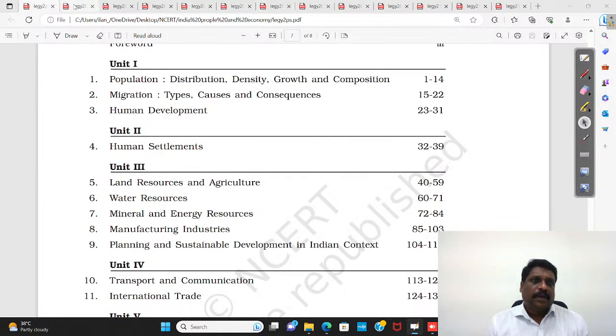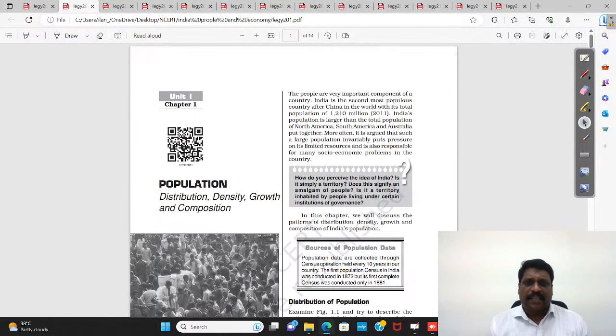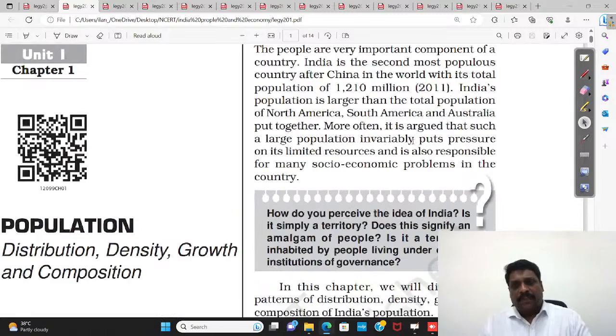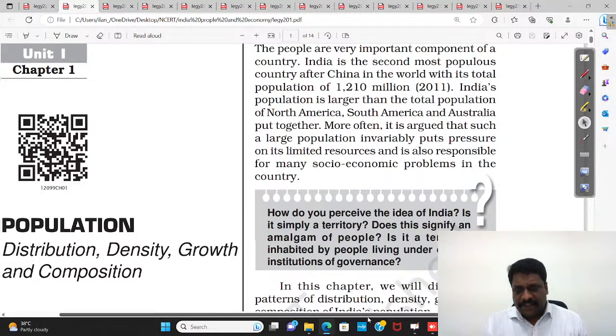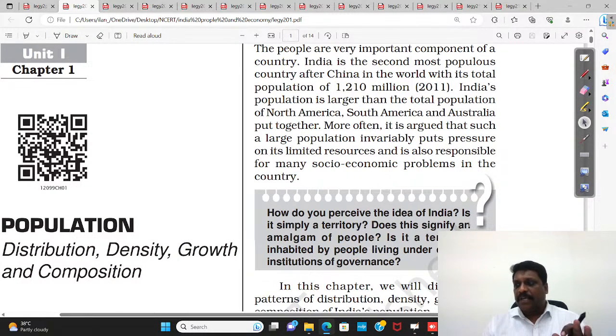Now, taking the case of population. See, data is what we have. If you ask me to give the official data, whatever we have is according to the 2011 census. We do not have any other official data other than that. So according to the 2011 census, India is the second most populous country in the world after China, with a total population of approximately 1.2 billion. This is the 2011 census.